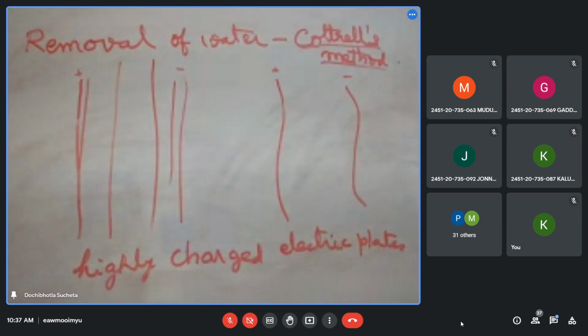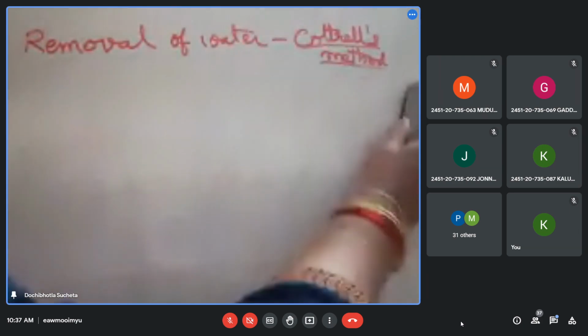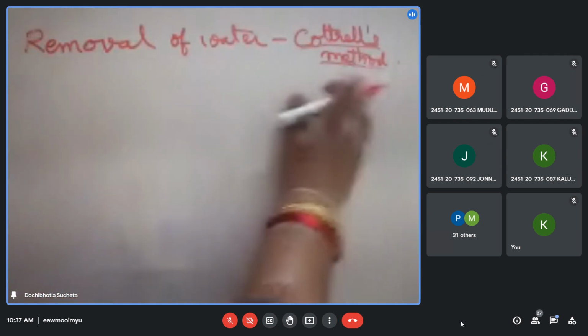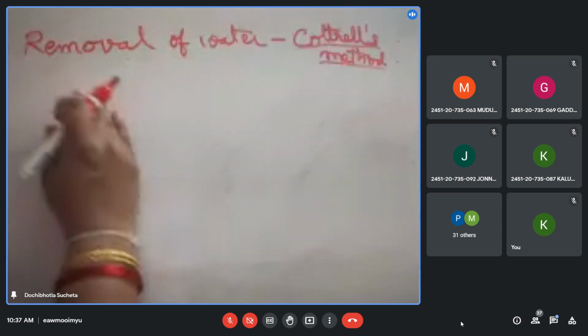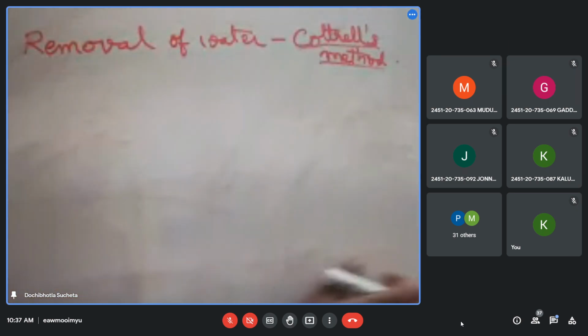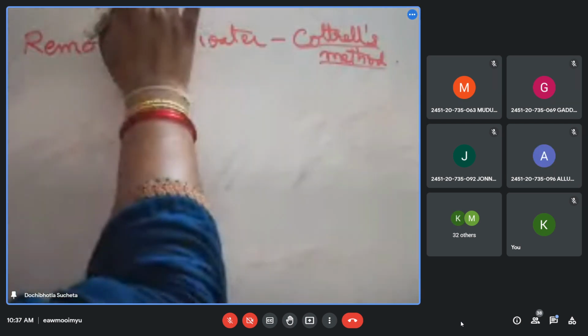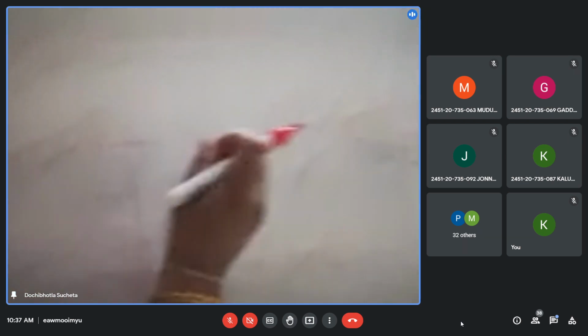Okay, so that's the discussion. Generally they have never asked about the process much, but they are removing water by Cotterell's method. That's the important big question. After removing the water from the emulsion, there is no more water, they will add a few more de-emulsifying agents and they'll get the crude oil separated from the salt water emulsion.